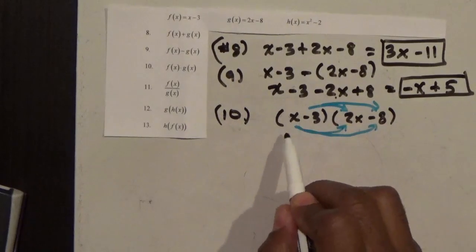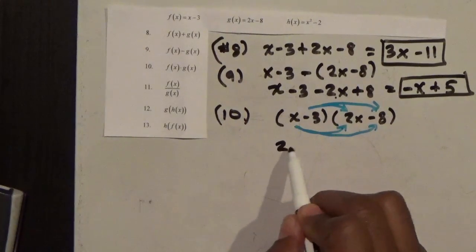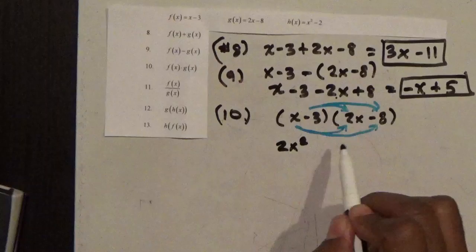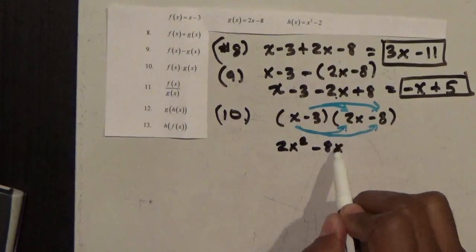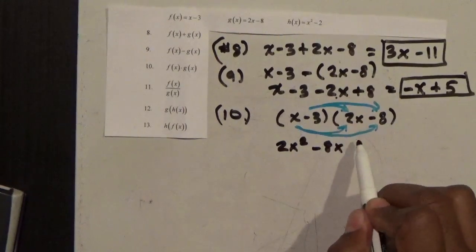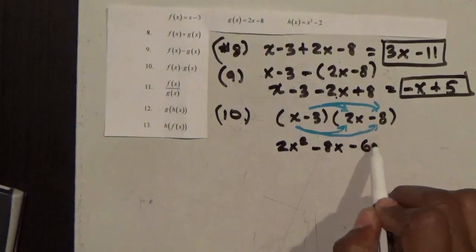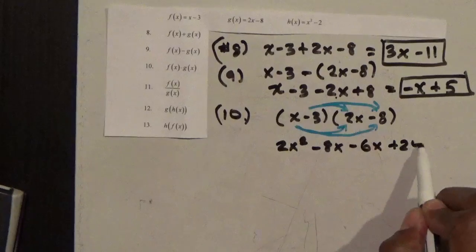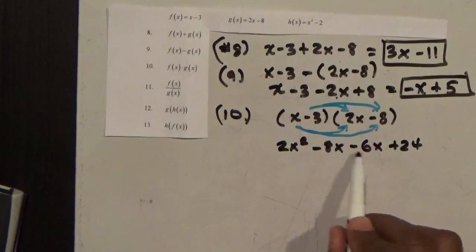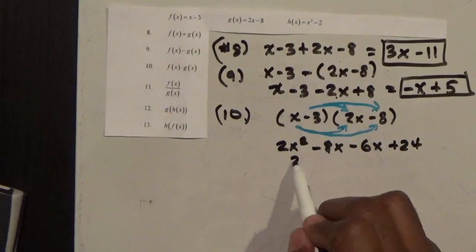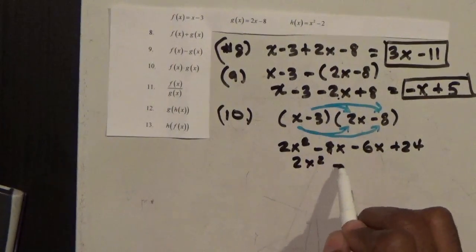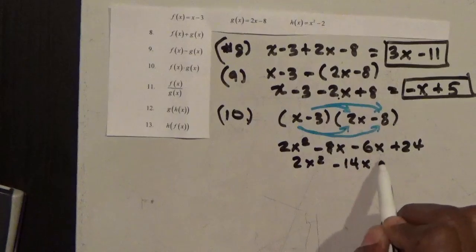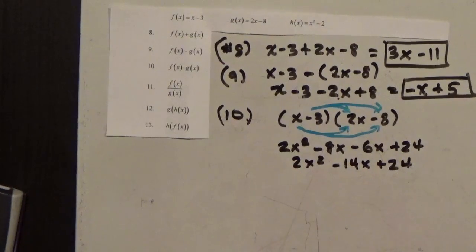So we're going to go x times 2x is 2x squared. X times negative 8 is negative 8x. Negative 3 times 2x is negative 6x, and negative 3 times negative 8 is 24. We combine our like terms, which happens to be the outer and inner, or the middle terms. That's going to give you 2x squared minus 14x plus 24.